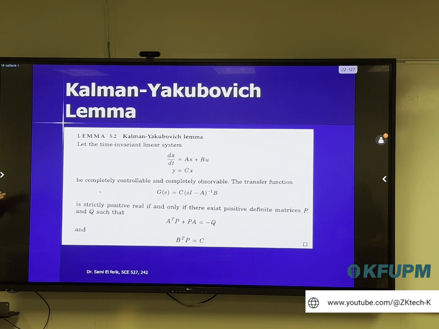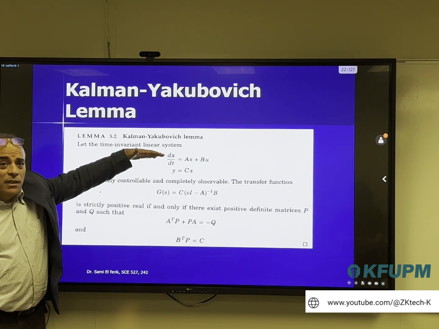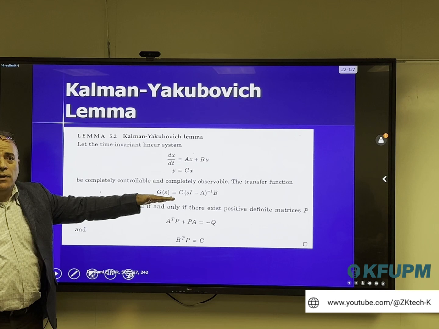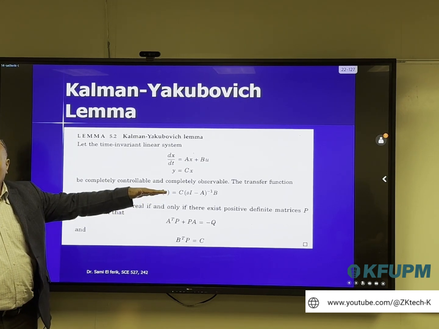Everybody understood why we have the condition controllable and observable? It means that if I take this transfer function and try to find the state space, I will find exactly the same thing. And if I take the state space and go to the transfer function, I will find the same thing. It's a minimum representation. Is it clear what I said here?